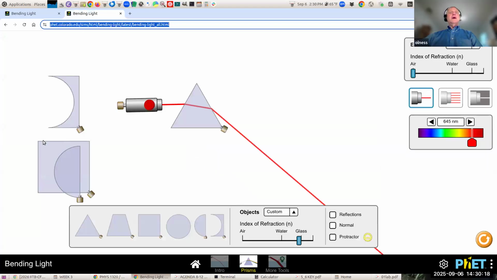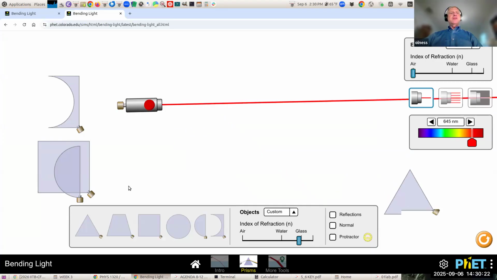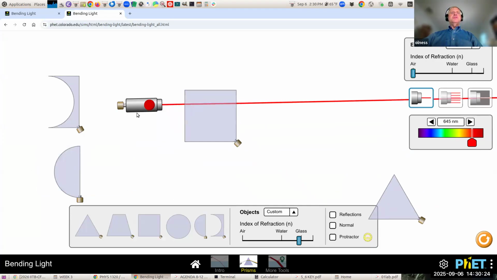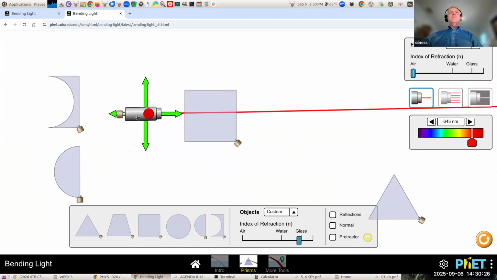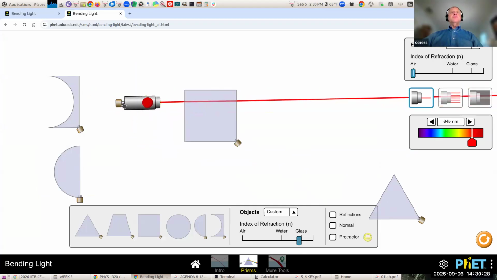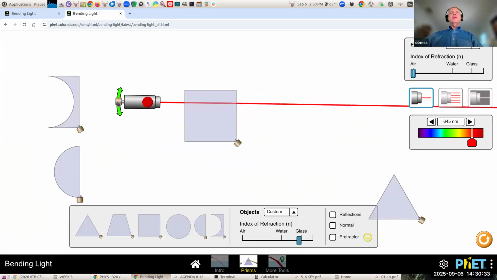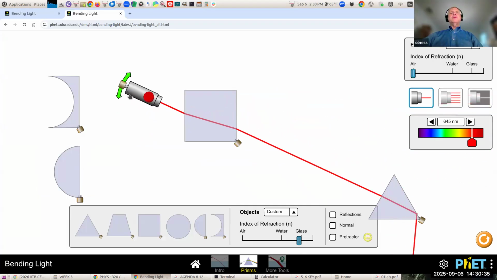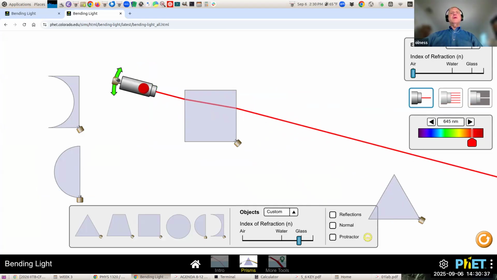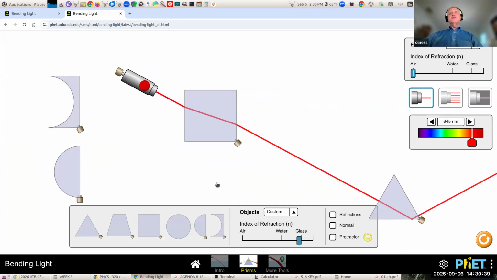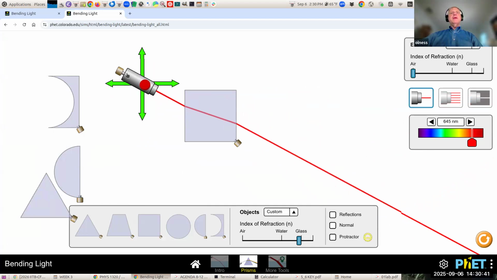Let me do a couple more examples. This is another demo they have, and this is sort of a cute one. Here I have a block. If I shoot it straight through, it goes straight through, but something interesting happens when I angle it. Let me simplify this, get that out of the way. Okay.